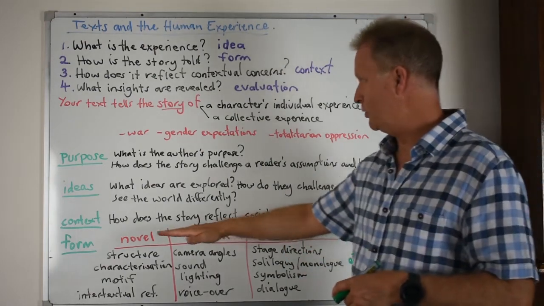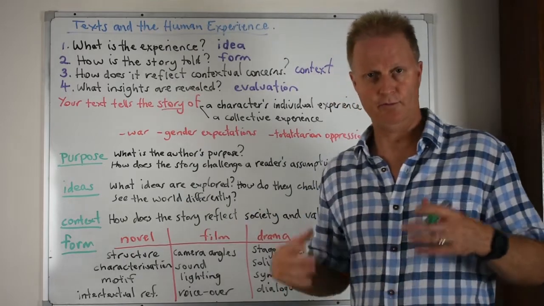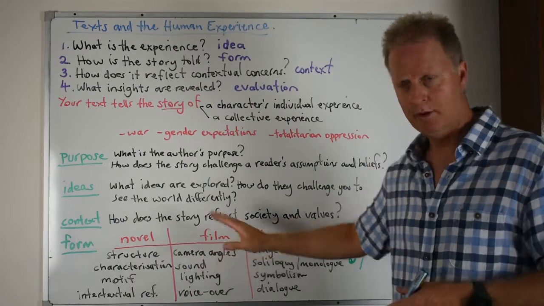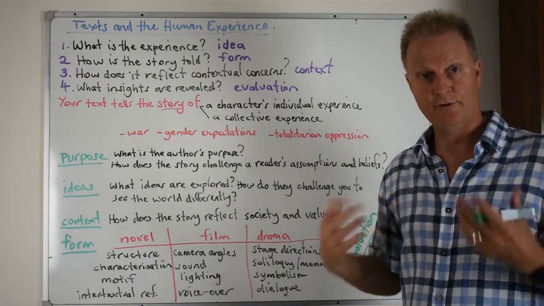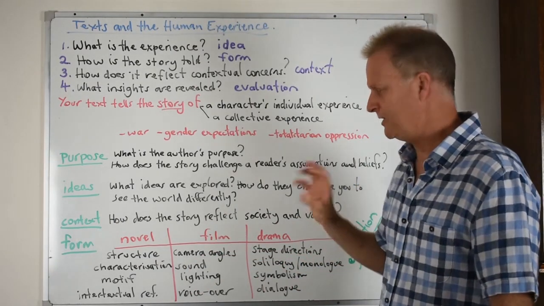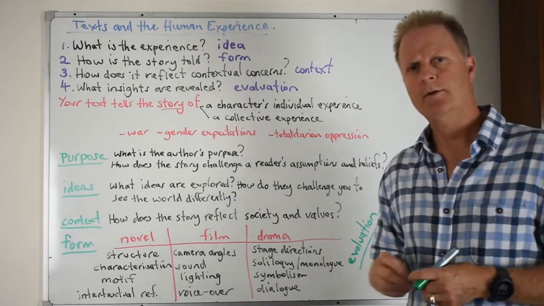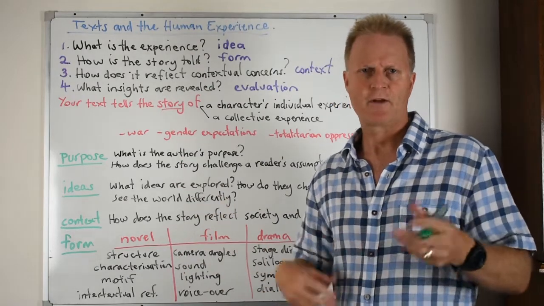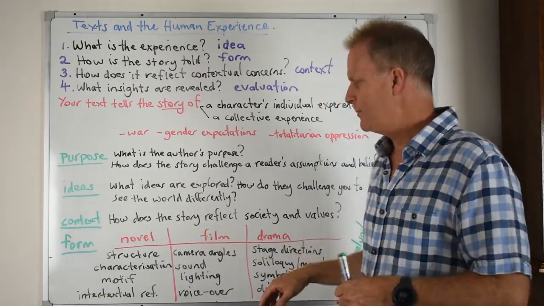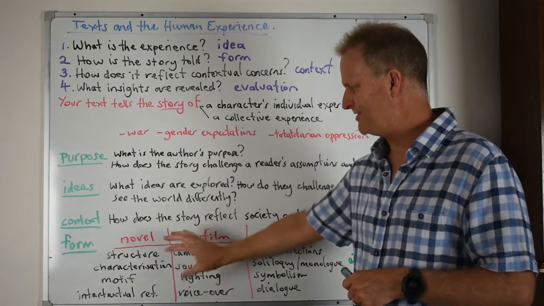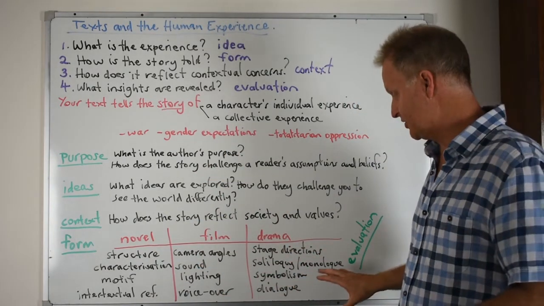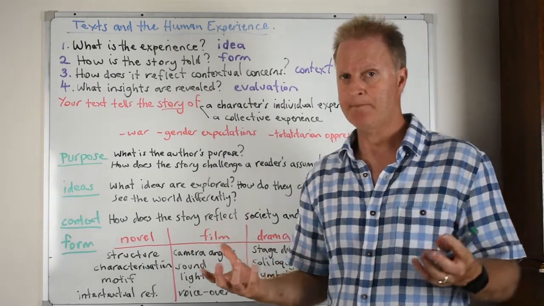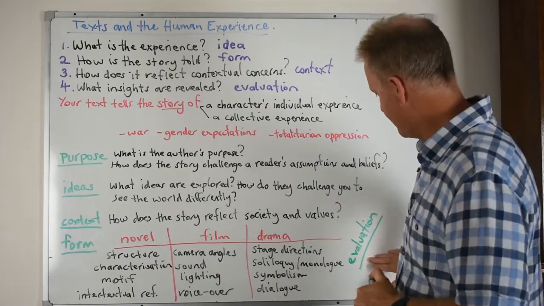Okay, and then finally, what you'll want to do is look at the notion of form. So I've just got here novel, film, and drama, and I've put a couple of types of devices that are indicative of that form. Of course there are similes and alliteration and all sorts of figurative devices in all these texts, but you want to show how the author has used some of the larger functions of the form to be able to structure that idea. Okay, that's really important. And then we get to evaluation.